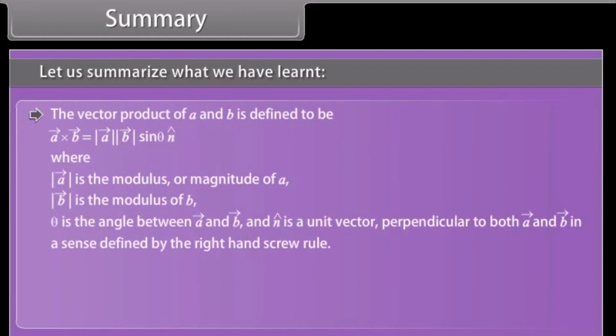The vector product of A and B is defined to be vector A cross vector B, which is equal to the magnitude of vector A times the magnitude of vector B times the sine of theta in the direction of n cap, where magnitude of vector A is the modulus of A, magnitude of vector B is the modulus of B, theta is the angle between vector A and B, and n cap is a unit vector perpendicular to both vector A and B in a sense defined by the right-hand screw rule.